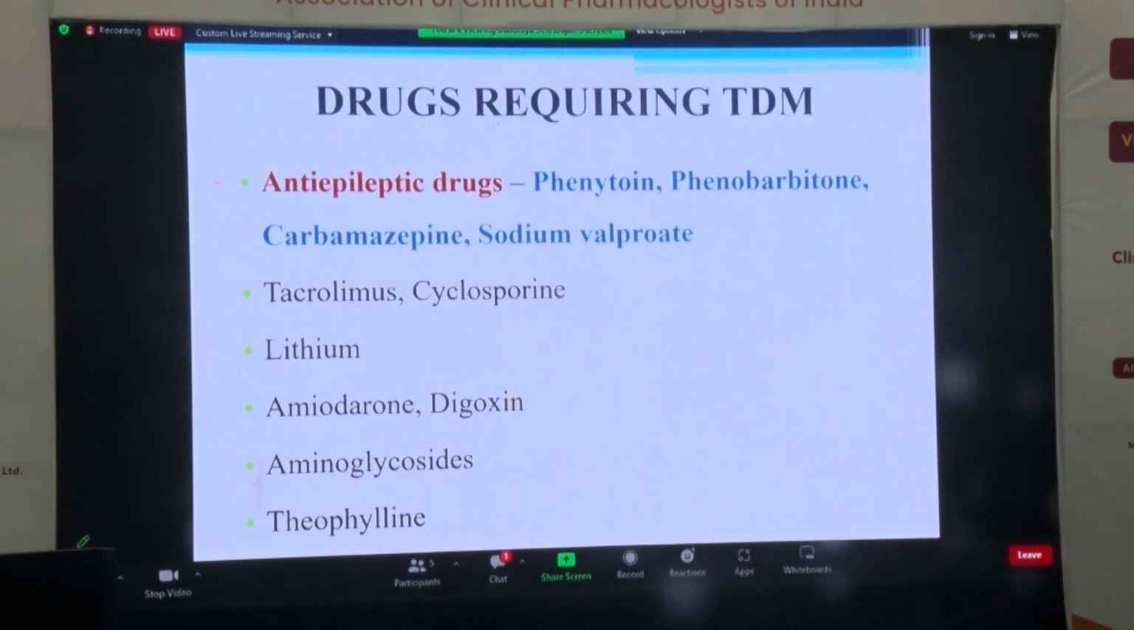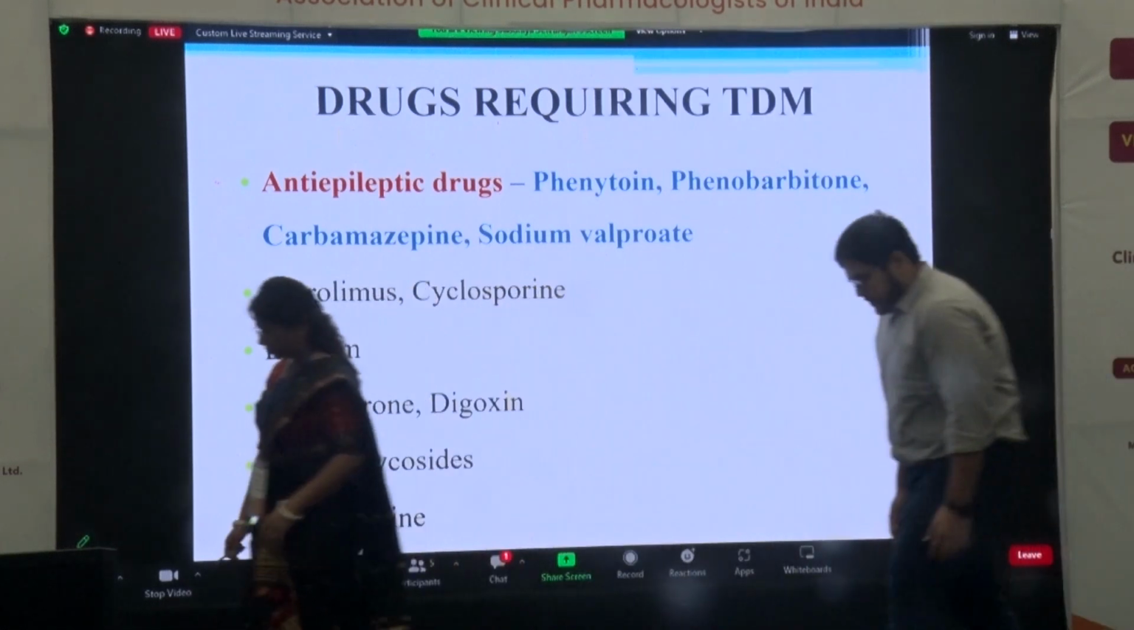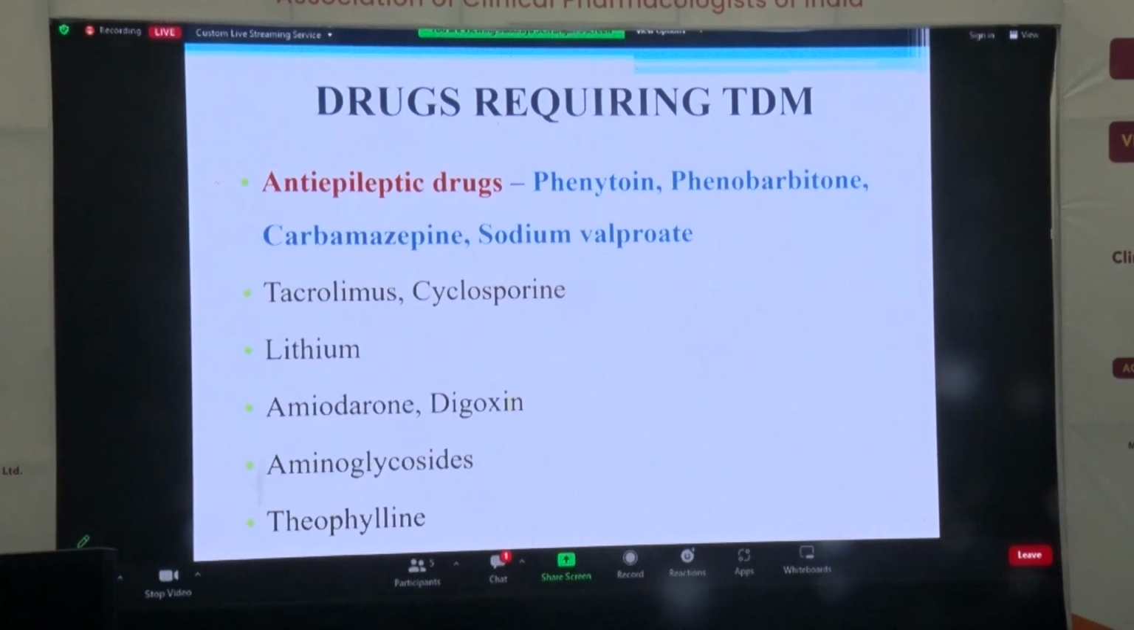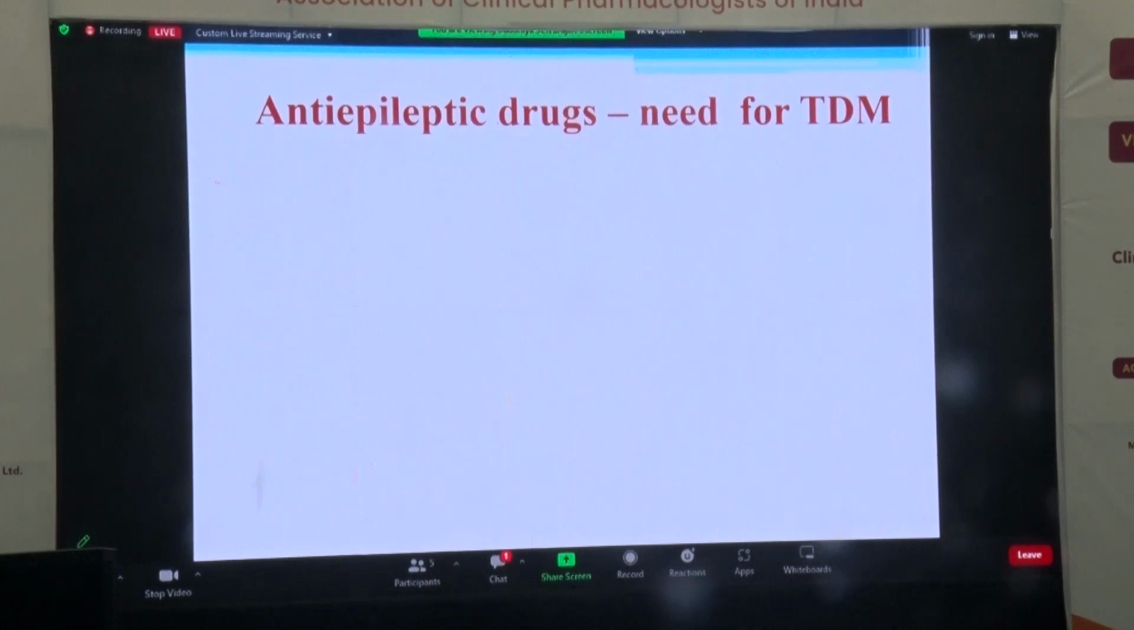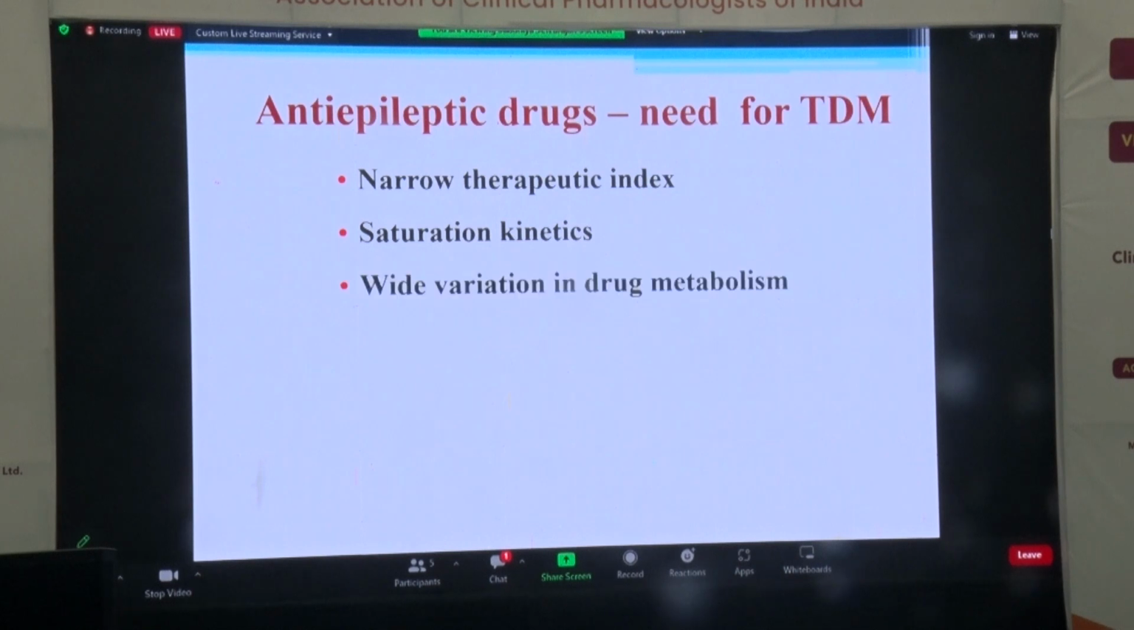Most of the time TDM is done for the commonly used anti-epileptic drugs in our setup, like phenytoin, phenobarbital, carbamazepine, valproate, etc. So why do we do TDM for these drugs? Coming back to the indications for TDM: drugs like phenytoin have a narrow therapeutic index. It follows saturation kinetics. Initially it follows first order kinetics, but after a particular concentration, it starts following zero order kinetics. So we don't know how much will be cleared, how much will be eliminated.